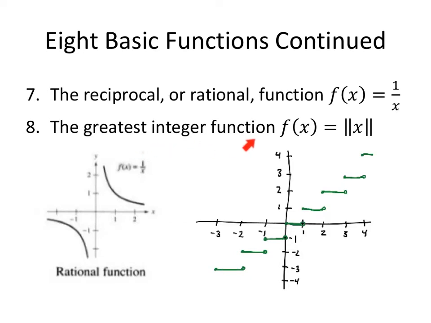The greatest integer function might be the newest function for you, and it looks like a double absolute value, but it's not. Some people call this the ceiling function. It's the greatest integer less than or equal to whatever value we're looking at. So we'll talk more about what this is, but it's a general step function, looks like stair steps. Let's look at some examples of this one on the next screens.